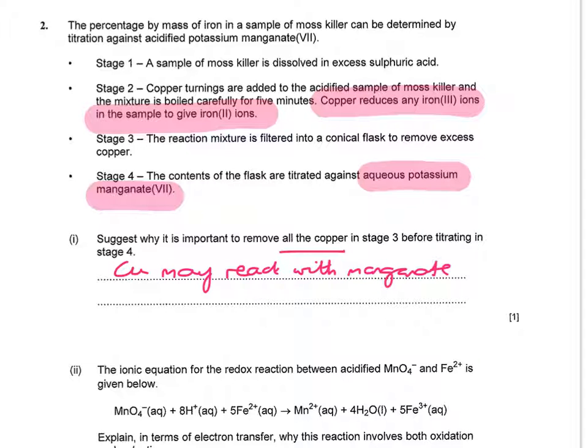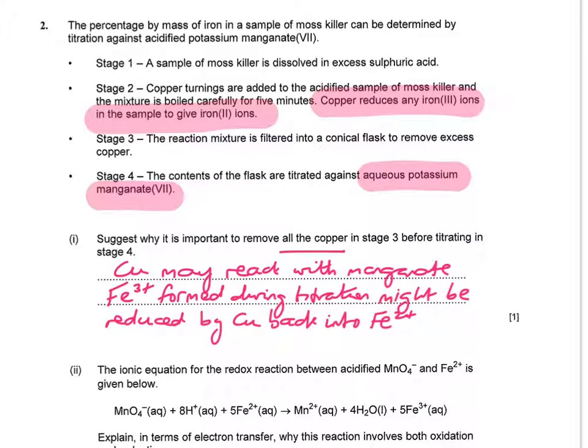Which is why in the first part of the question it asks you to think about why it's important to remove all the copper. So on the one hand that might happen. On the other hand, during the titration itself, if you had any copper impurities in there, they might react with the Fe3+ that's being formed during the titration and reduce it back into Fe2+. So in other words, send the equilibrium back the other way.